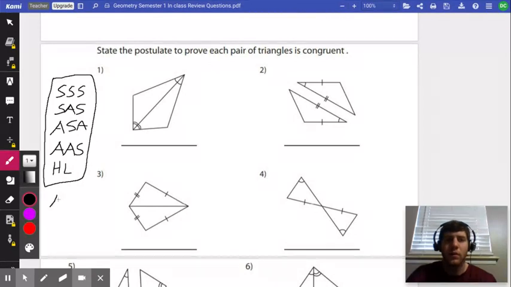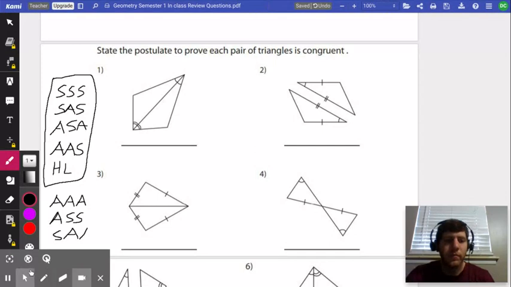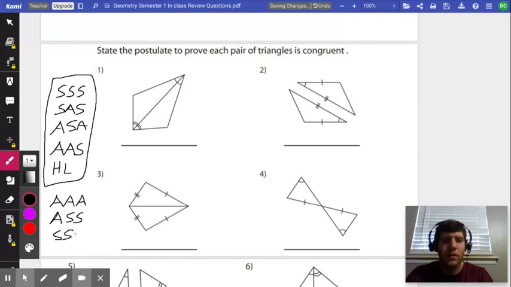The ways that don't work here: angle, angle, angle. Angle, side, side. Or side, angle, angle. I'm sorry, side, side, angle. These don't work.